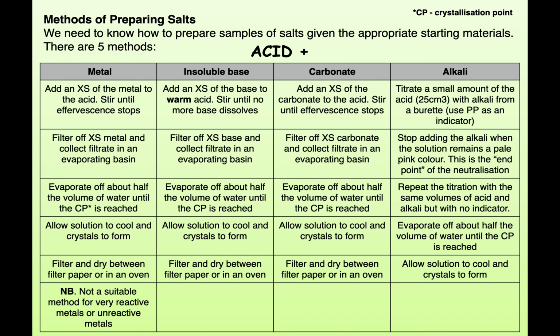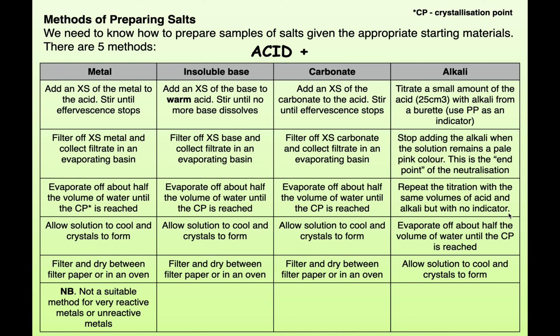Then we get the end point, so we get the point where the acid has just been neutralized by the alkali, and we look at the burette and we know how much of the alkali we added. Let's say we added 27.5 cm³. Then we do the same procedure again, but we don't add the indicator this time. So we repeat the titration and we add 25 cm³ of the acid to the conical flask, and then we would add, like I said before, 27.5 cm³ of the alkali, but no indicator.